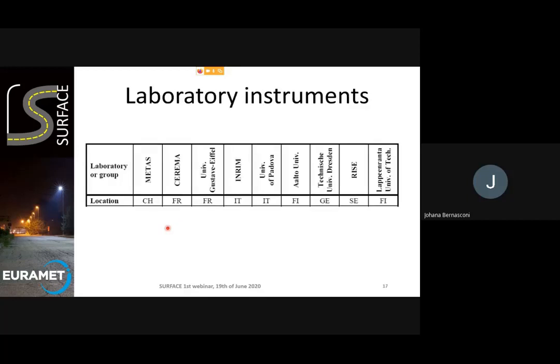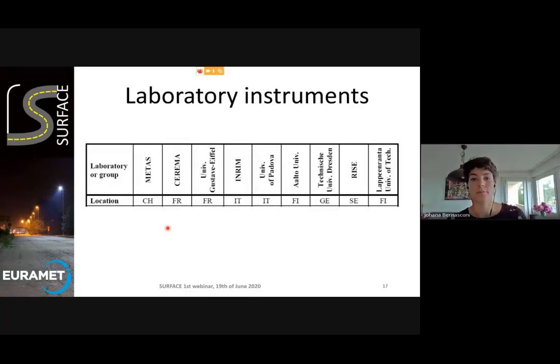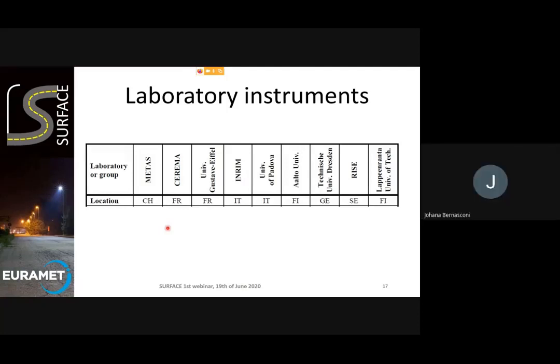So we did a review of the different laboratory instruments that we found in Europe, either through people knowing the laboratory or the group, or through papers. And you can see that there are few of them, and they are quite well spread among Europe, but not every country has one.